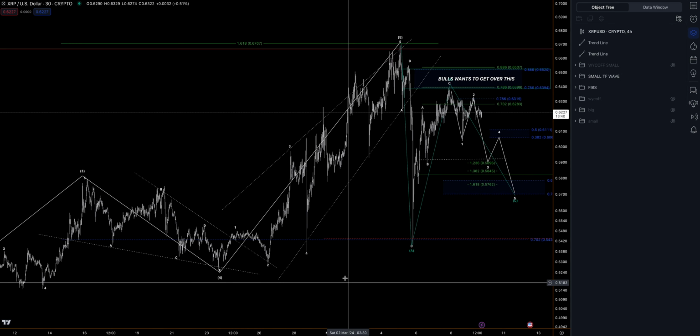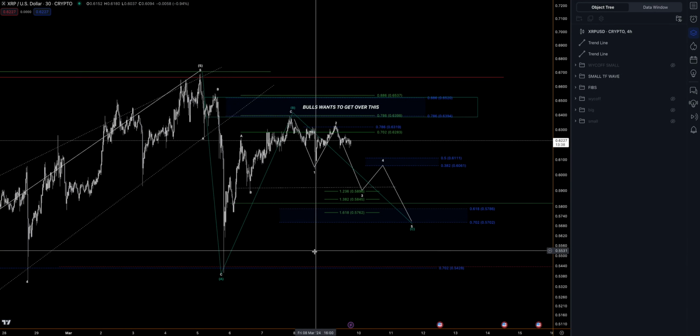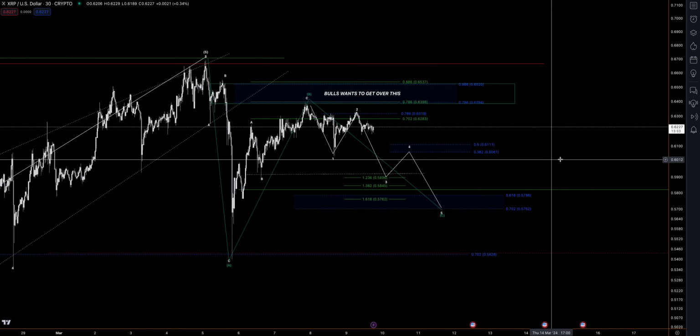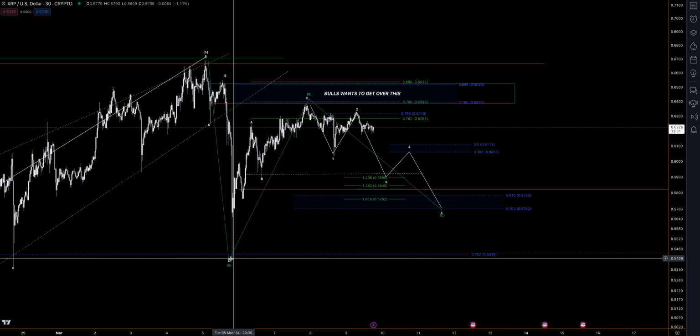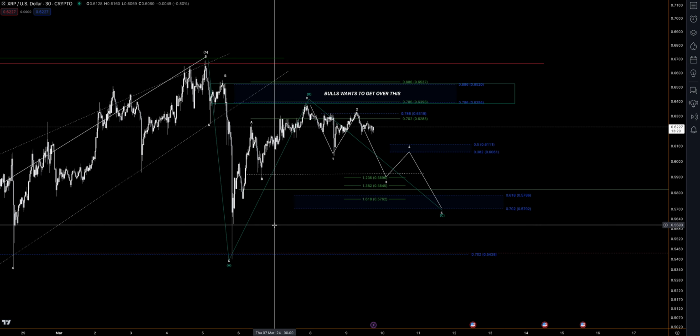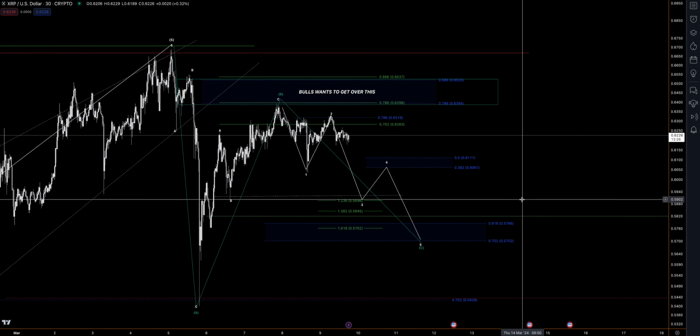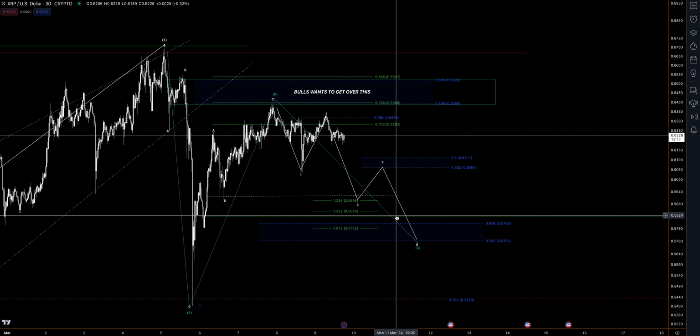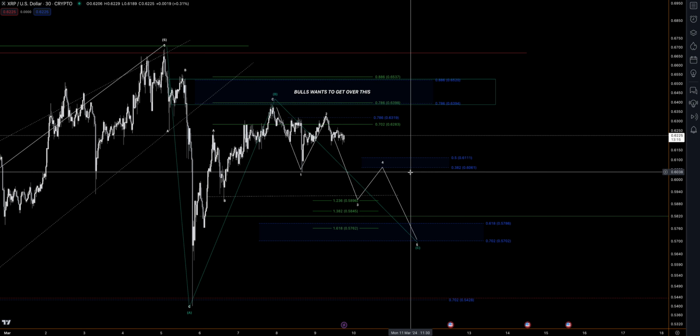Okay, and then now we're having an ABC correction, but it is my opinion that this over here is your selling climax. And as soon as we go below this equilibrium here at 59 cents, there's going to be a lot of new shorts opening up, especially below 58 cents. If we do go below that level, there's going to be a lot of new shorts opening up, which I think will cause a short squeeze.